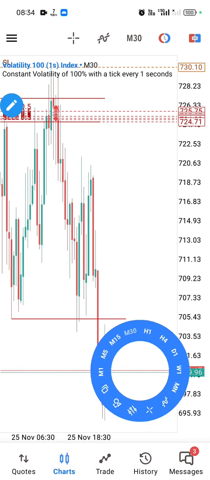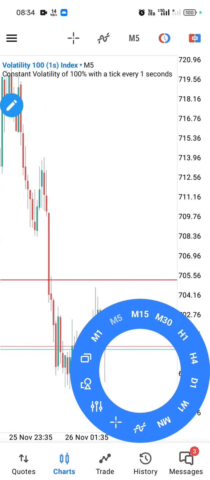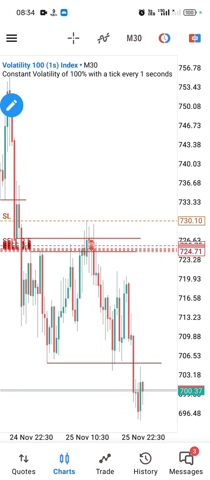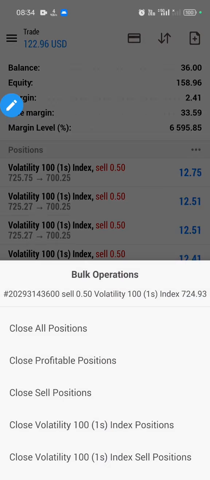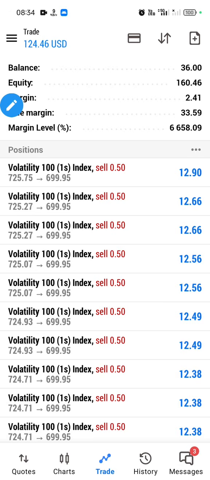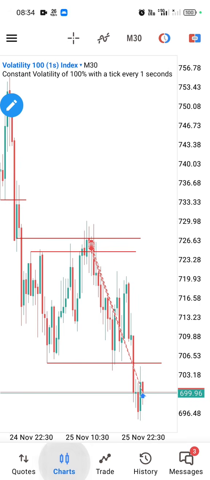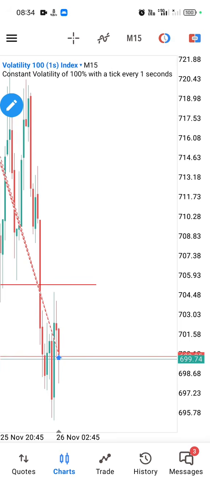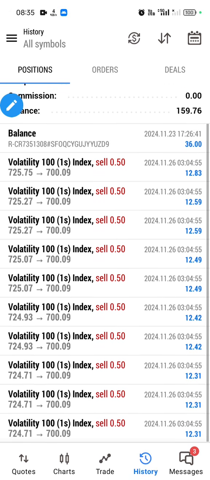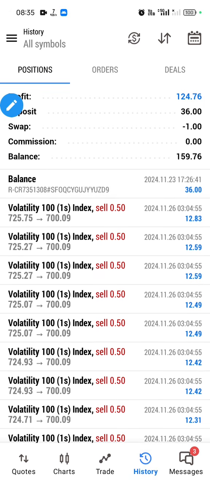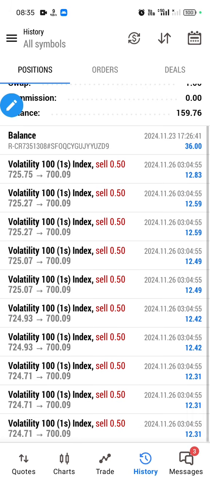So yeah, around this time we went from 36 USD to like 150 something in our balance. So we're up 120 USD in profits. That's a huge profit margin. And yeah, I decided to close, and we have to look for another trade, and the next trade we'll be going to is Jump 50 index.